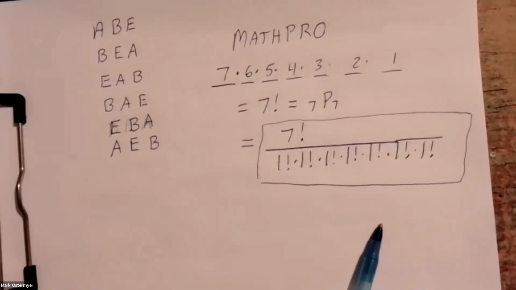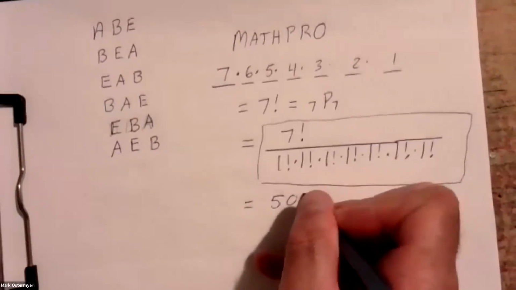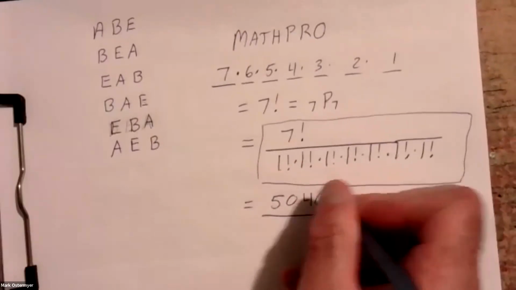All right. Now, what is 7 factorial? Well, that's 7 times 6 times 5 times 4 times 3 times 2 times 1. That's going to be a pretty large number. Anybody dial it up for me? 5,040. 5,040. Could you imagine?